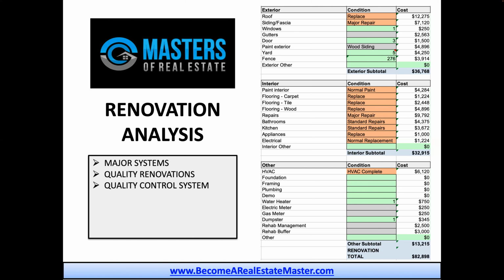You do walkthroughs of these properties. You get pictures of all major systems. You have all the punch lists done. Then get a full inspection on this thing and be able to make sure all of those items in the inspection list are taken care of. And you have side-by-side pictures of these things.